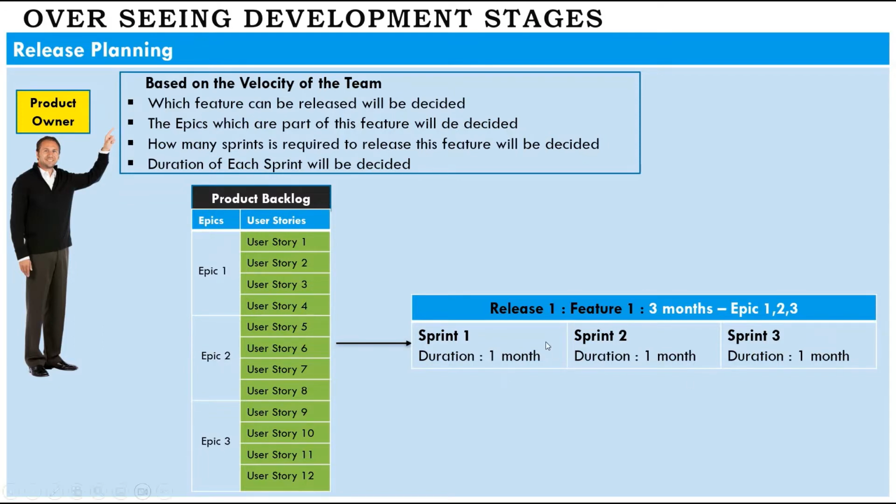In our example, release 1 takes 3 months and epic 1, 2 and 3 are part of this release. That is, all the user stories which come under epic 1, 2 and 3 should be developed and released. To do this, it takes 3 sprints and the duration of each sprint will be 1 month. Other members like the Scrum Master, the project manager, the lead developer, and lead QA will be part of this release planning to assist the product owner.